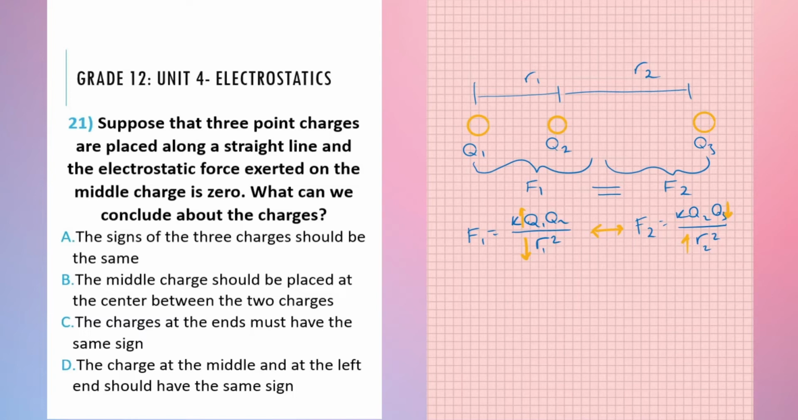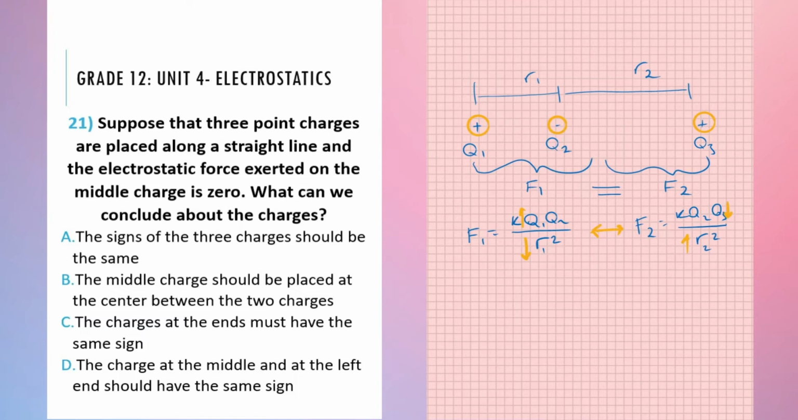Let's look at the third situation. The charges at the ends must have the same sign. This seems to make the most sense. If this is positive and this is positive, meaning that they have the same sign, no matter what the central charge is, if the central charge is positive, then they'll both repel, right? But if the central charge is negative, then they'll both attract.